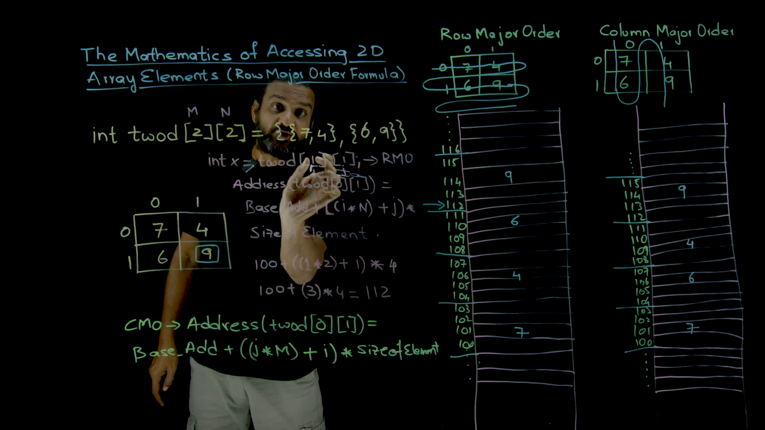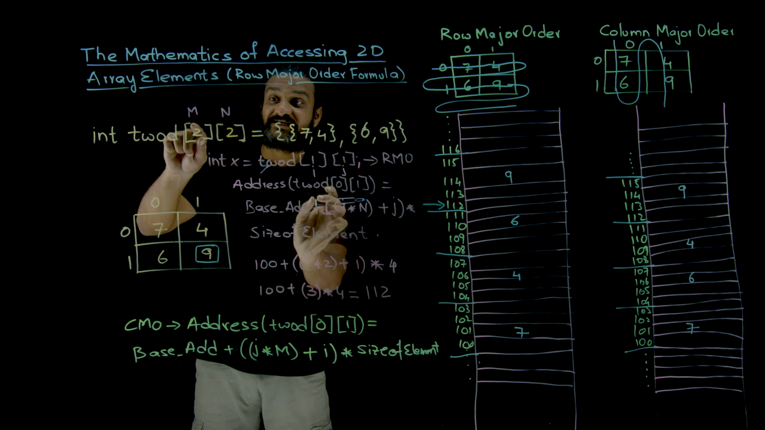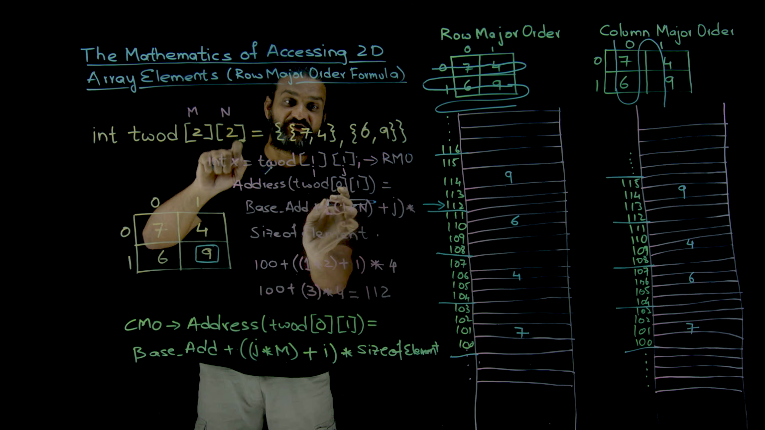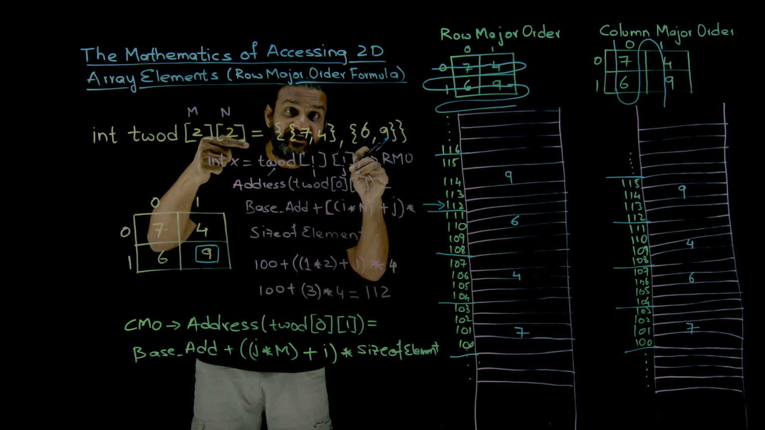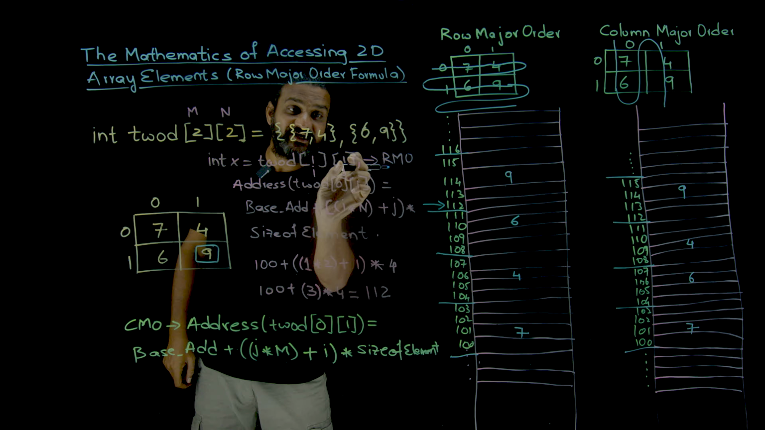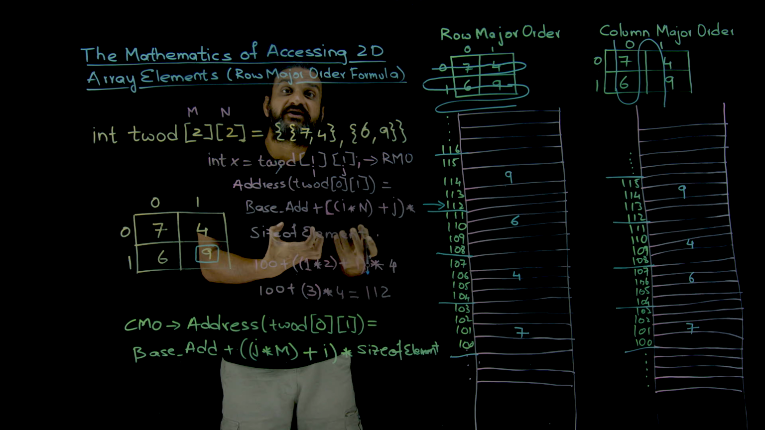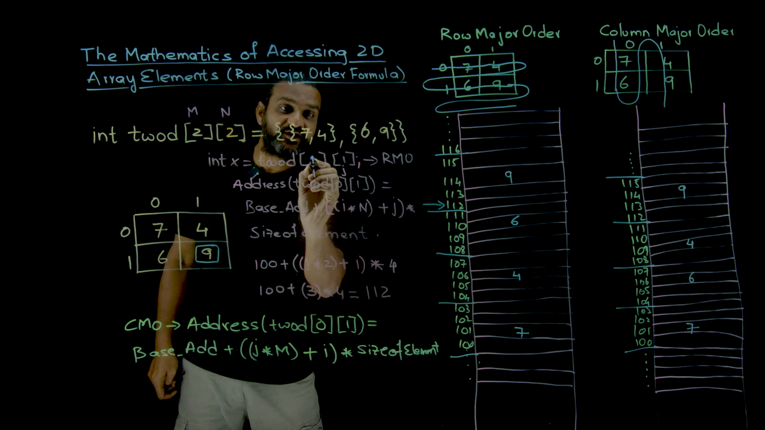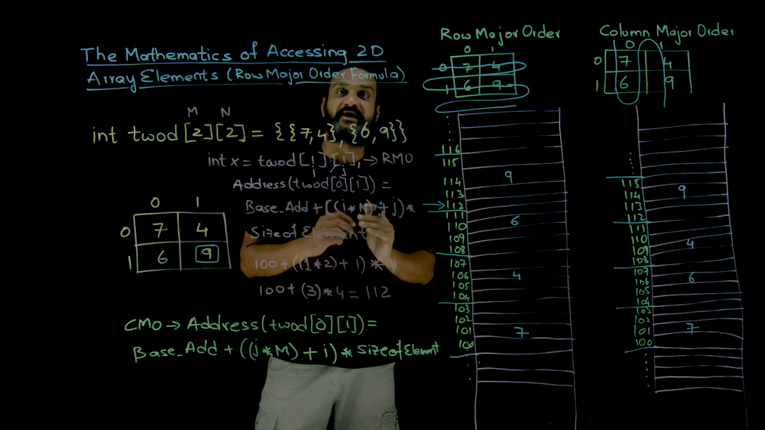So the row index of the element we are accessing is considered as I. These are the final sizes, right? 2 rows and 2 columns, M and N stand for these. I is the row in which the element that we are trying to access exists, and J is the column in which that element exists. So I is used for the element's row index and J is used for the column index.